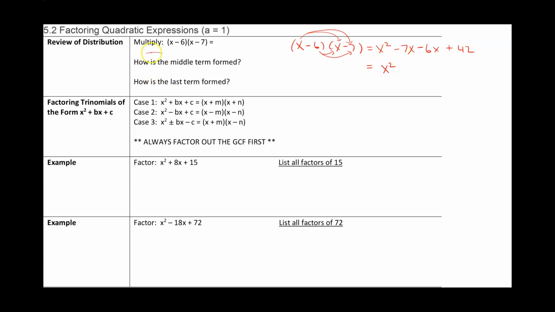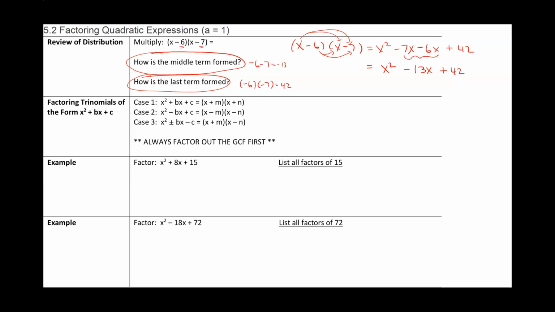Now let's think about how the middle term is formed. Well, the middle term is formed when I add the negative 7x and negative 6x. In other words, when I add the negative 6 and negative 7, that's how the middle term is formed, because I get a negative 13x. Now, how is the last term formed? I multiplied negative 6 times negative 7 to get a 42. So the last term is formed when I multiply negative 6 and negative 7. So the middle term is formed when I add negative 6 and negative 7, that's a negative 13. And the last term is formed when I multiply negative 6 and negative 7, which is a positive 42.